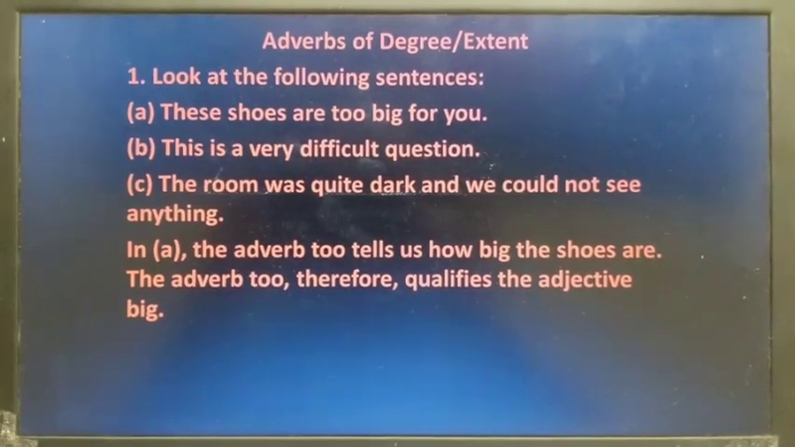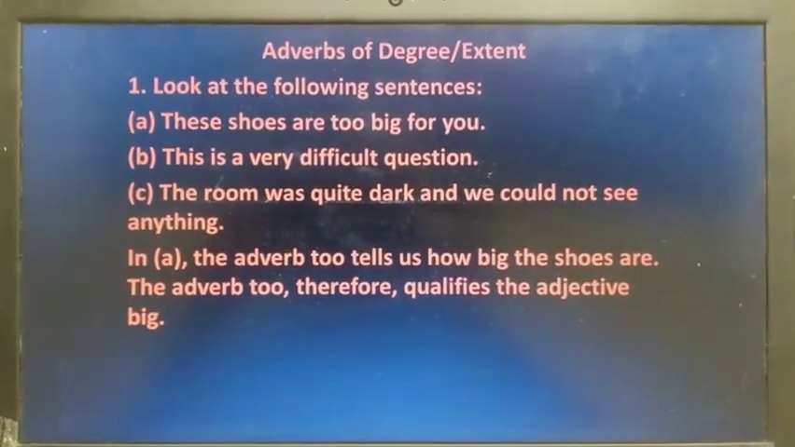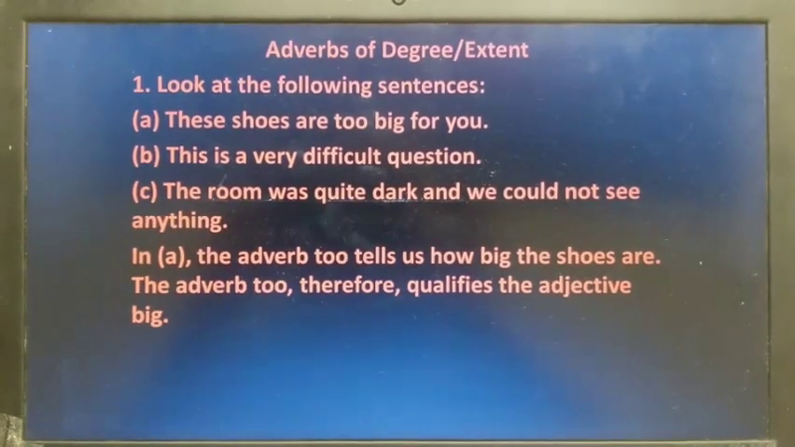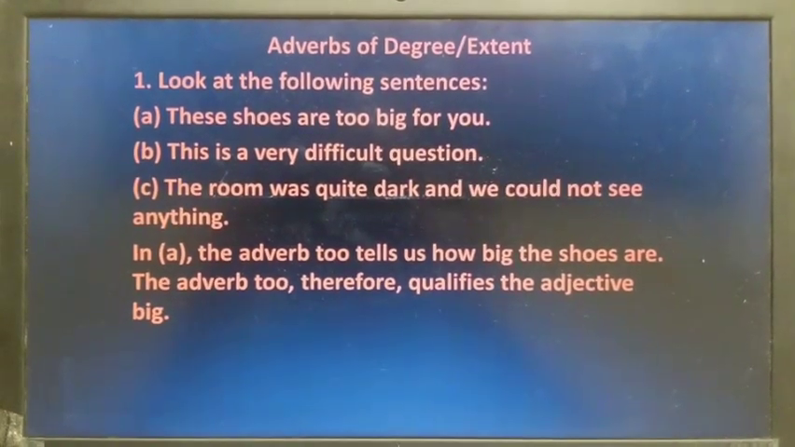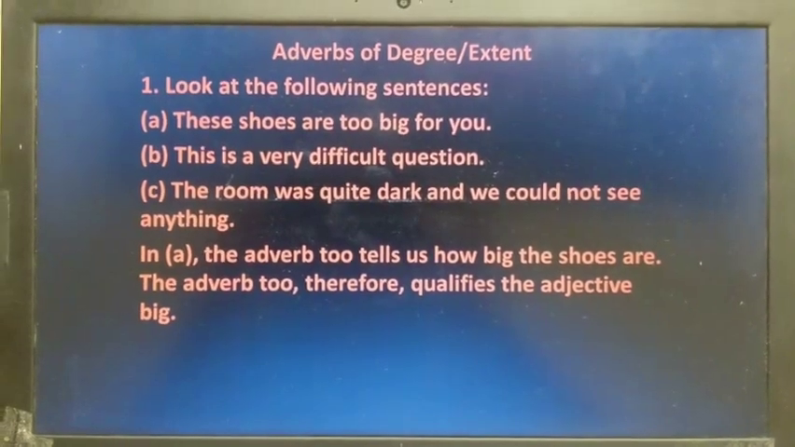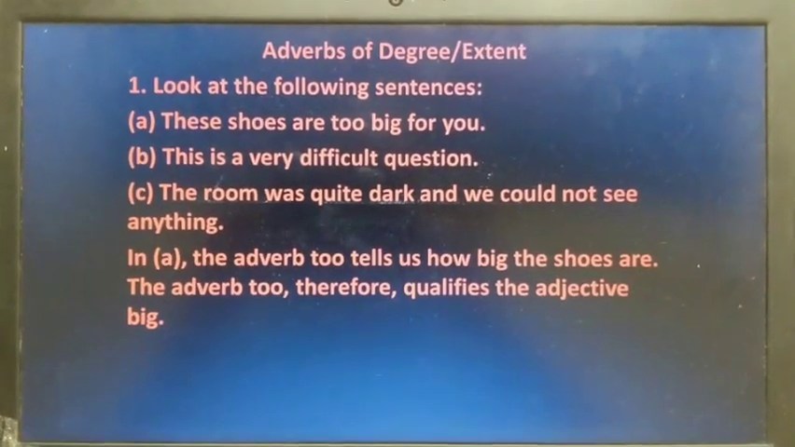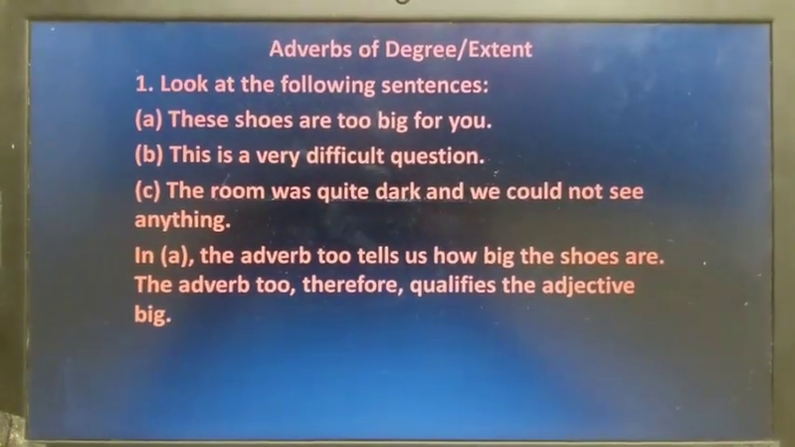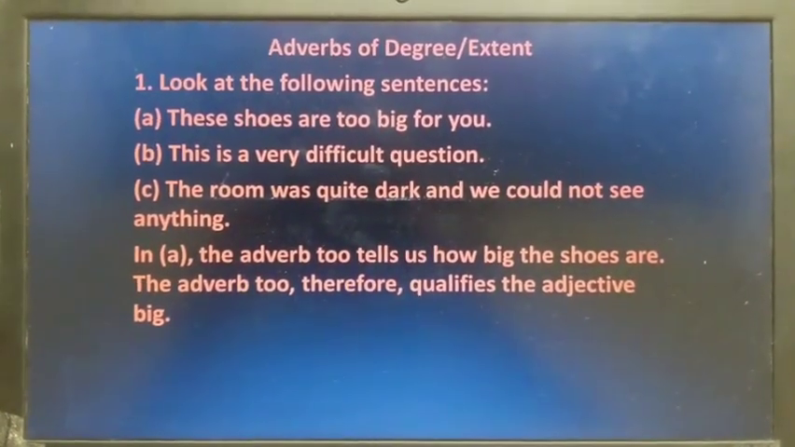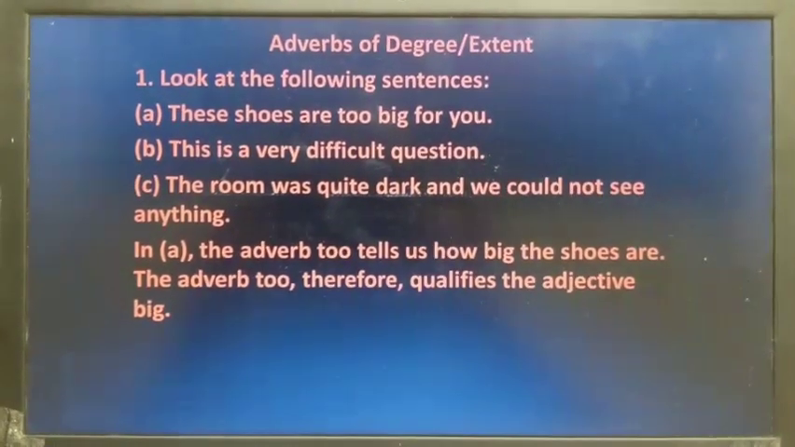Then the next one. This is a very difficult question. So over here, question is the noun, and difficult is the adjective. What type of question? Difficult question. How difficult a question? Very difficult question. So to what extent, who is telling us the extent? The word very is telling us the degree, the extent. So very is the adverb of degree.